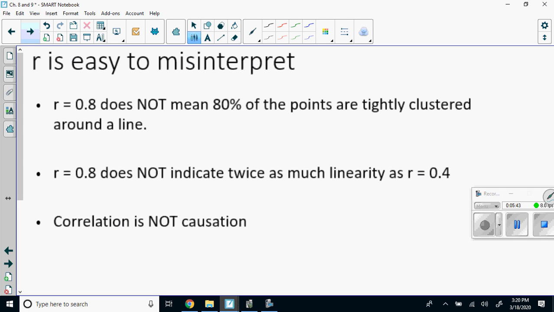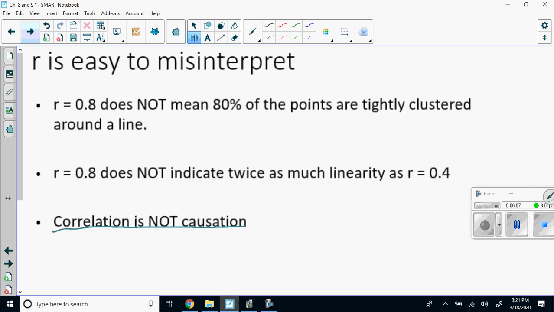0.8 does not mean 80% of the points are tightly clustered. R is not a percent at all. And it doesn't indicate linearity as well. It doesn't say 0.8 is twice as close to a line as 0.4. And biggest thing, correlation is not causation, or association is not causation.